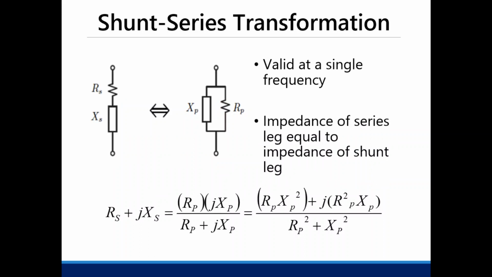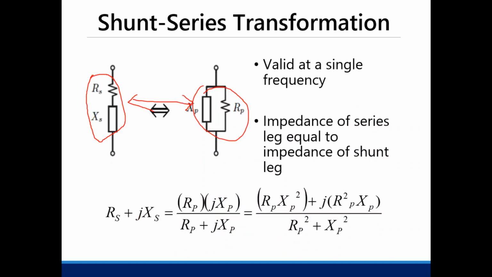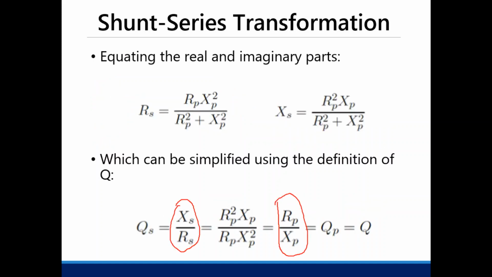So recall the shunt to series transformation. We've already discussed this when we were discussing resonance circuits. We can convert these series elements to shunt elements, and vice versa, using different formulas. Basically, you will need to define the quality factor of your circuit. Your series quality factor is equal to XS over RS, which should also be equal to your parallel quality factor, since it's the same circuit.